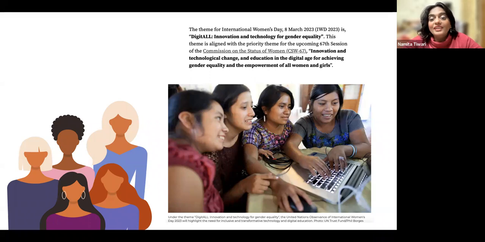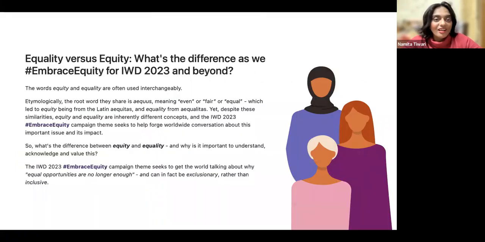And I think it's a very brilliant initiative because technology and innovation are areas where women can really participate and grow, as long as they're empowered by education. So I'm quite excited to talk about this theme. I'm quite excited to see it coming into fruition as well. And this is the theme for International Women's Day, Embrace Equity.